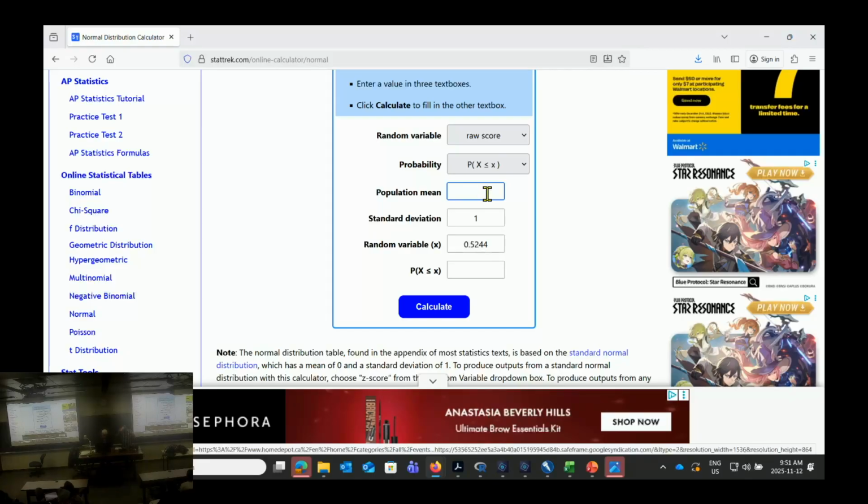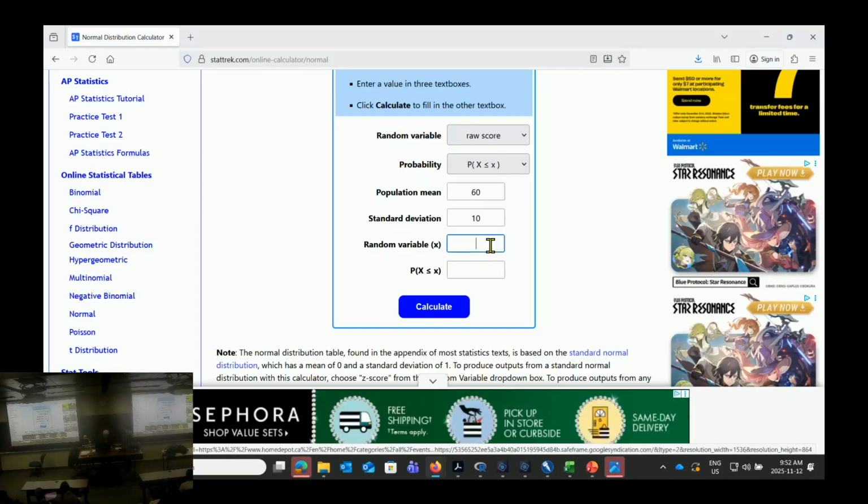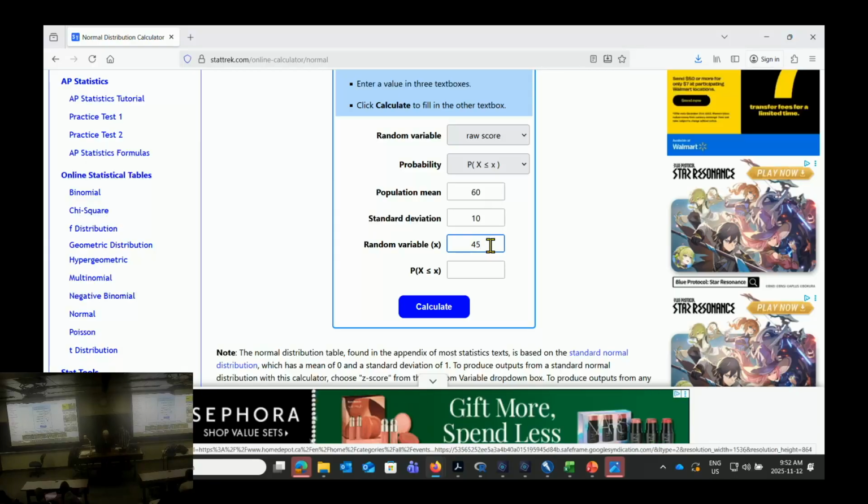So we did one with a mean of 60 and standard deviation 10. What did we ask for? We did one where we said, what was the probability that x was less than 45? So let's put 45 in there. Okay, I understand it's a lowercase x, and then there's a 45.